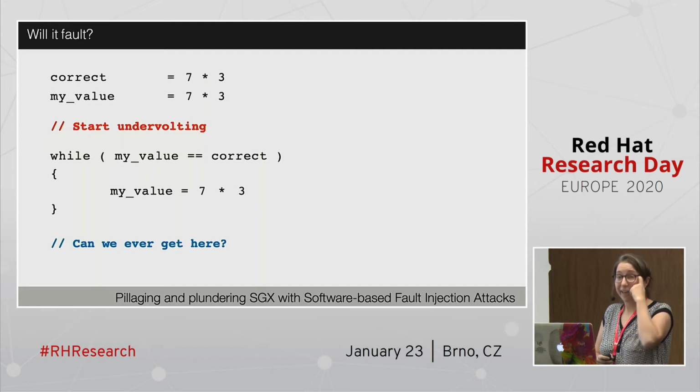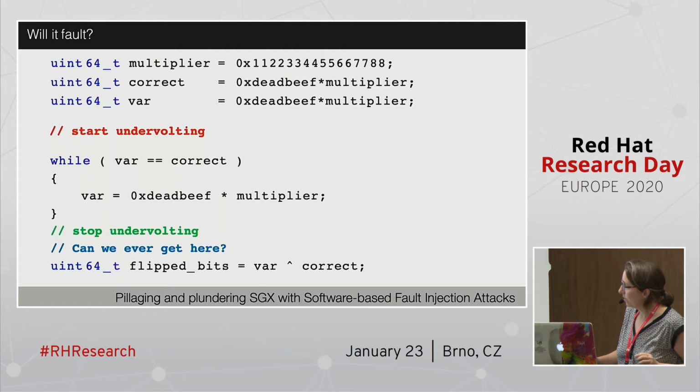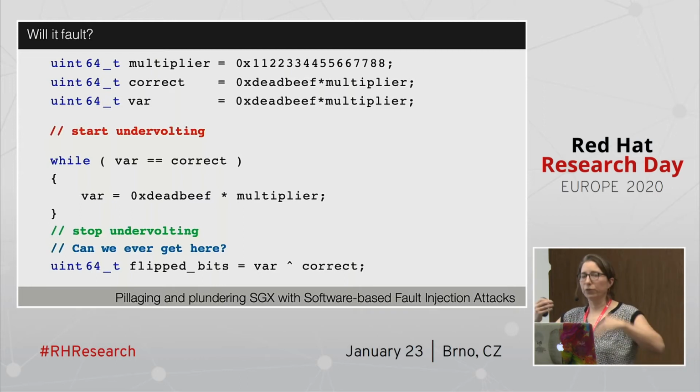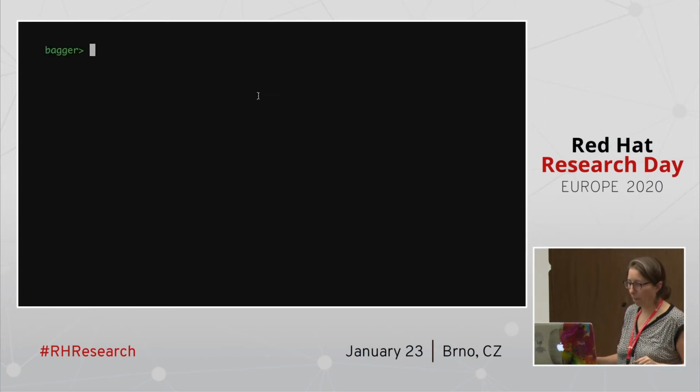Can we ever get here? No. I mean, the answer to that is quite clearly no. You should never get there. 21 is always going to equal 21. Obviously, I'm an elite hacker, so I didn't use the numbers 7 and 3. I used DEADBEEF and 1, 1, 2, 2, 3, 4, 4. Can we ever get here? The very last line at the bottom is just saying, if we do ever get there, I want to flip the wrong result with the right result to see what's changed. So let's have a look.